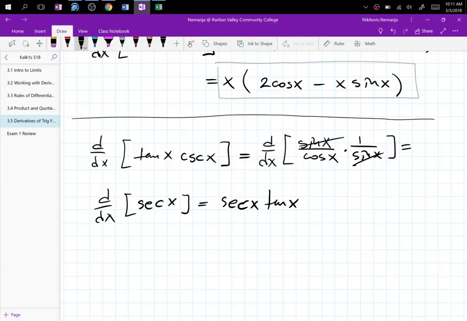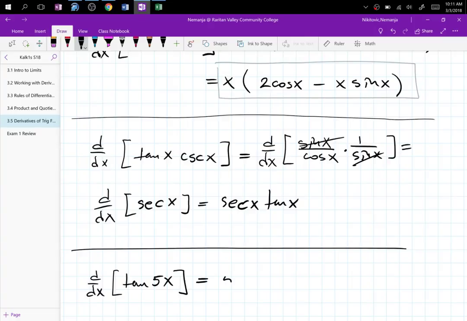What is the derivative of tangent 5x? It has to be 5 secant squared 5x by that rule where you kick the a outside. And that's it.